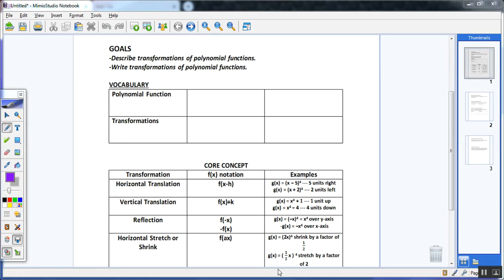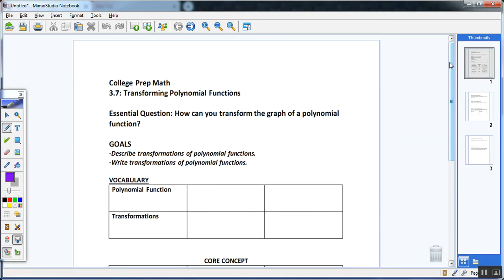So kids, let's start today in 3.7. Our title of 3.7 is Transforming Polynomial Functions. You guys remember or recall last chapter we talked about quadratics, either moving left or right, up and down, vertical stretch, vertical shrink, horizontal stretch, horizontal shrink. Remember doing that stuff? Remember doing that?